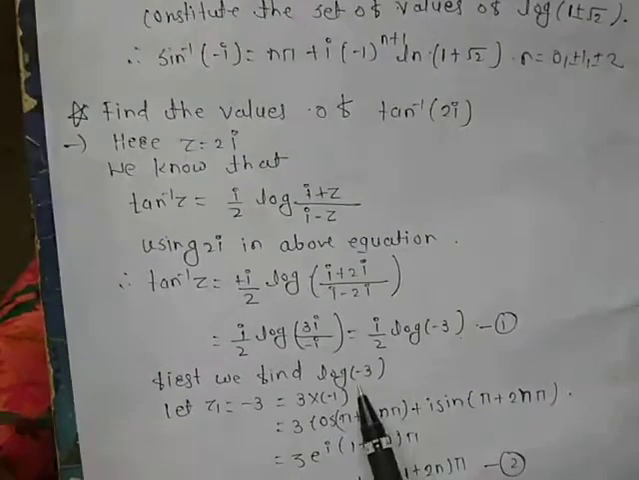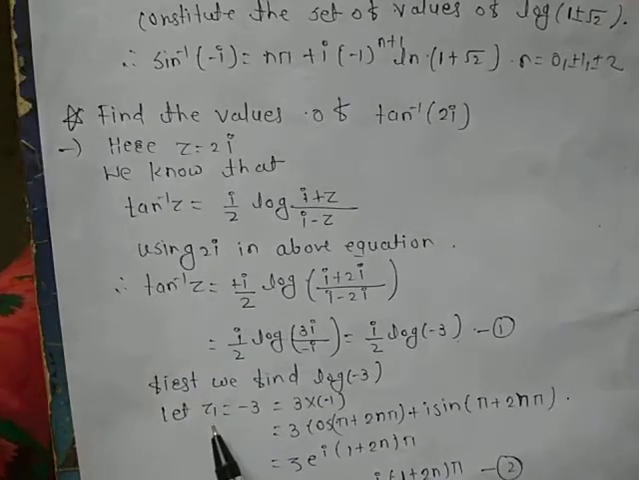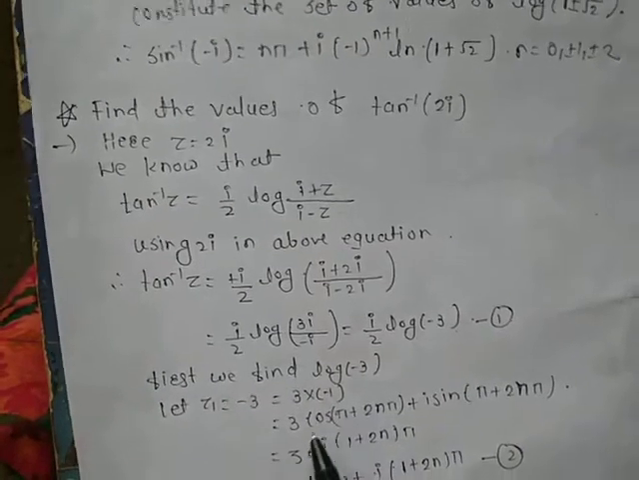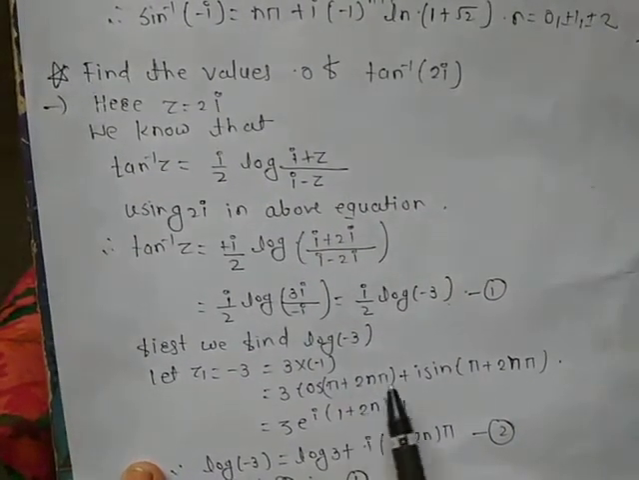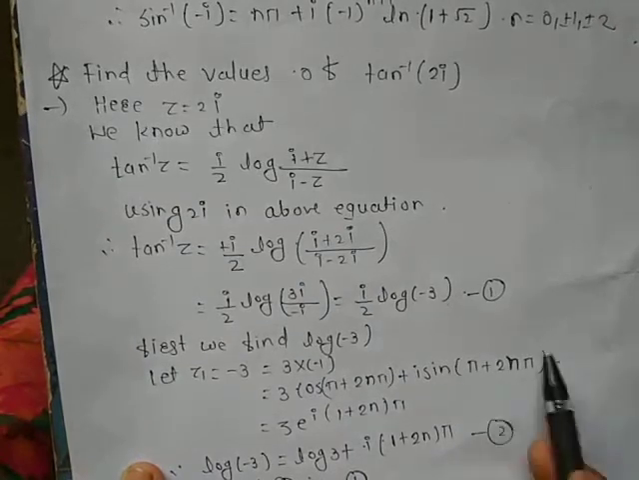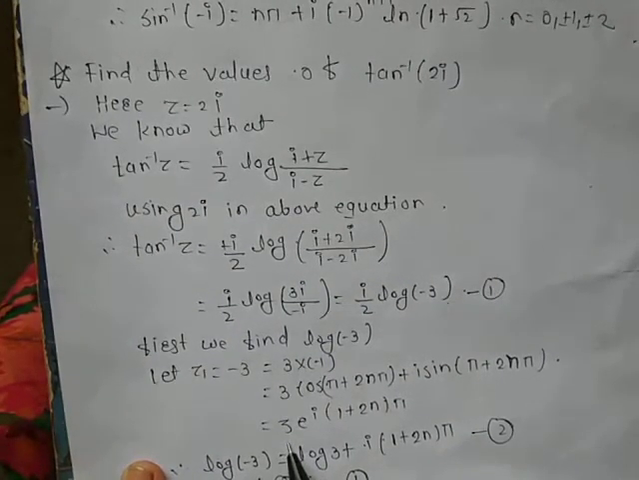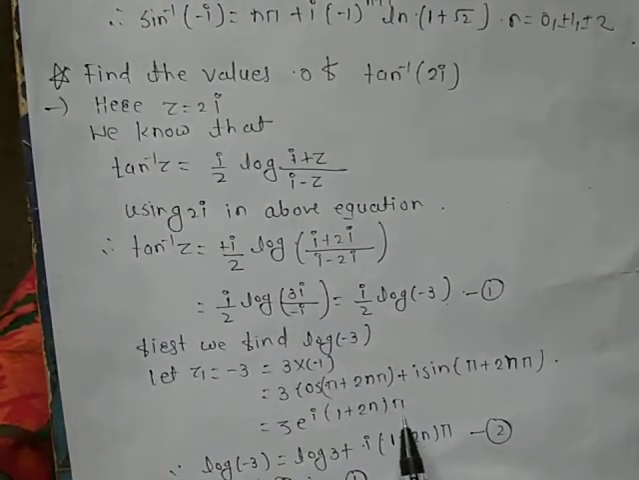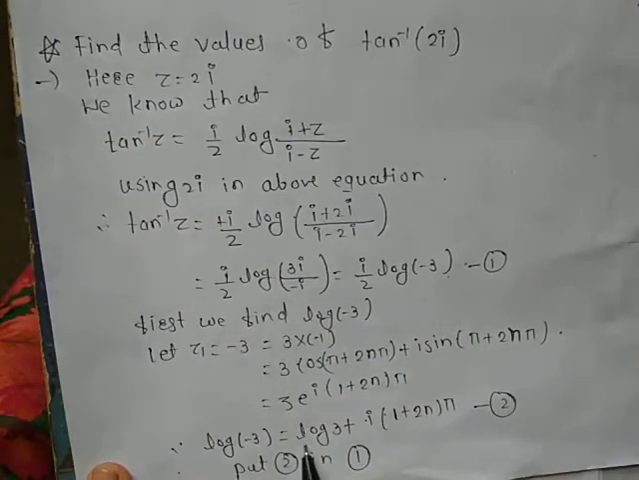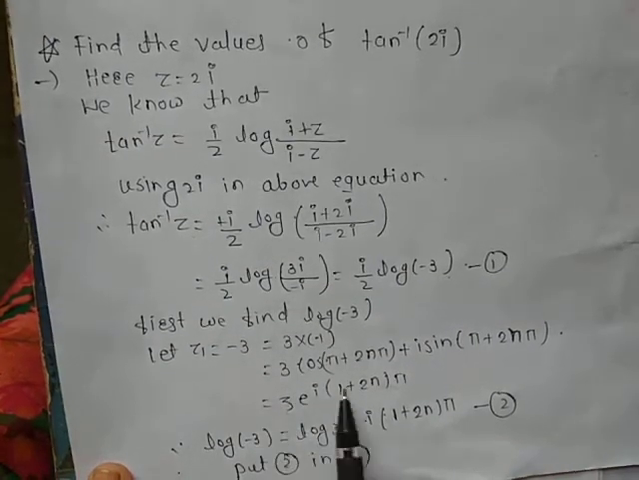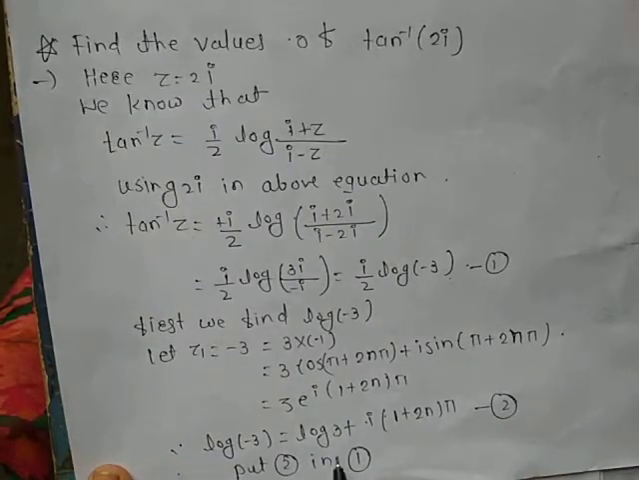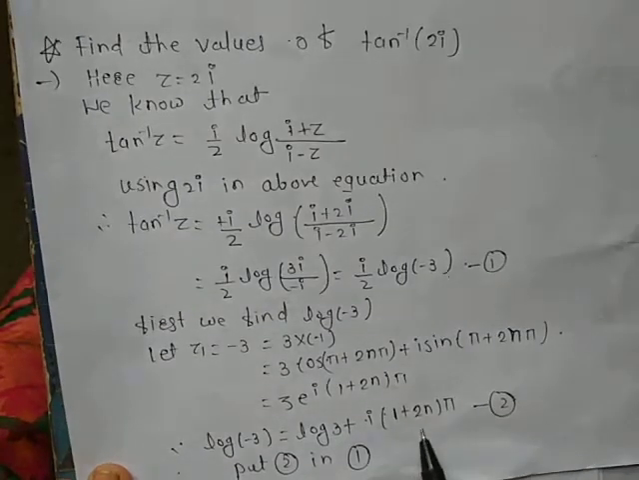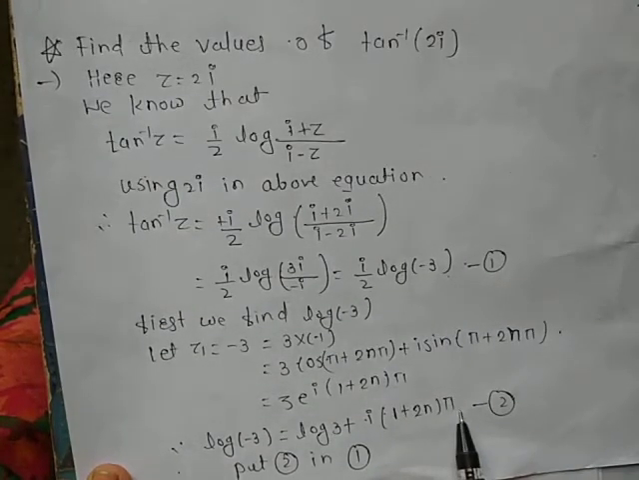First we find log of minus 3. Z1 is equal to minus 3, which can be written as 3 into minus 1. So 3 into cos of pi plus 2n pi plus i sin of pi plus 2n pi, which is equal to 3 into e raised to i into 1 plus 2n into pi. So taking log on both sides, log of minus 3 is equal to log 3 plus i into 1 plus 2n into pi.